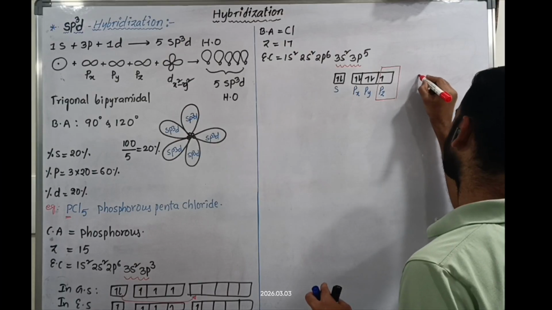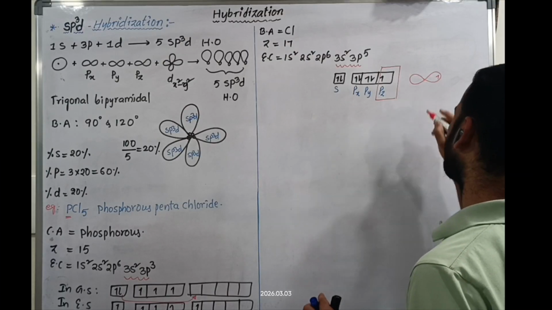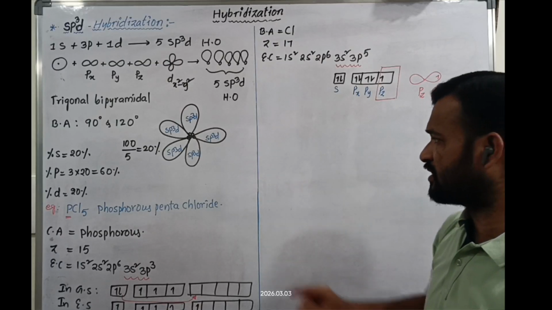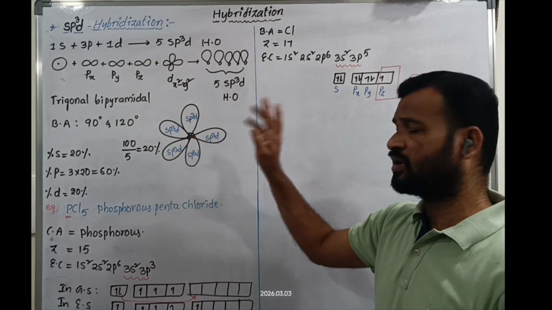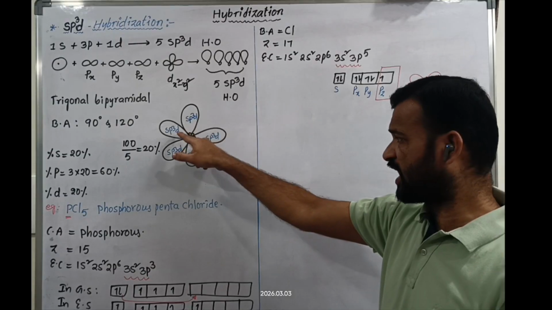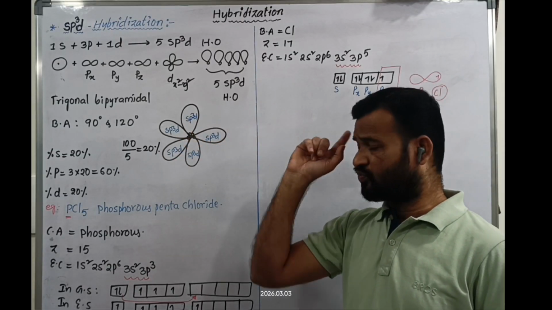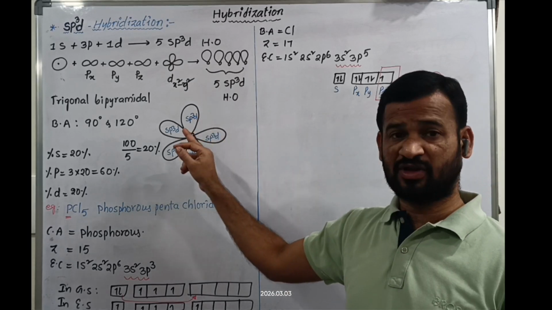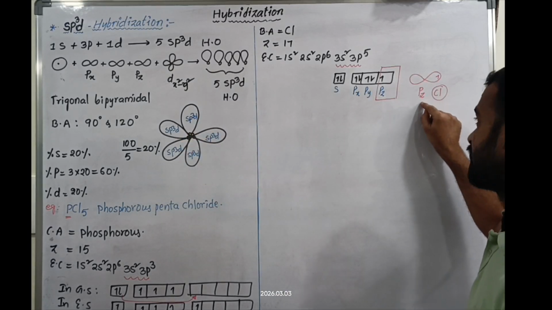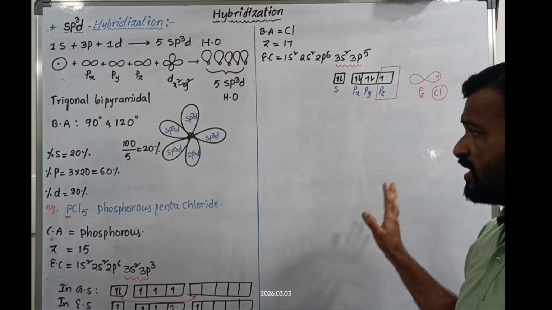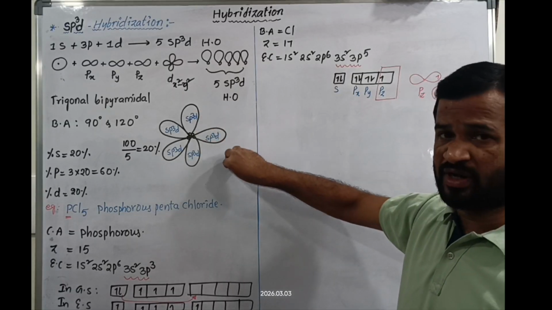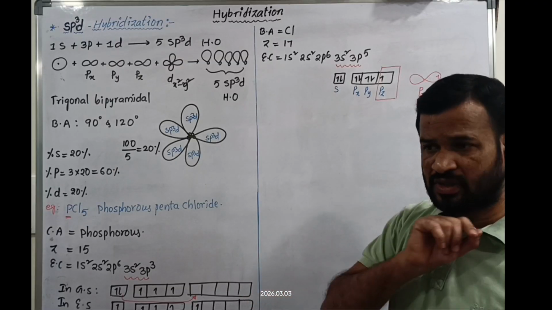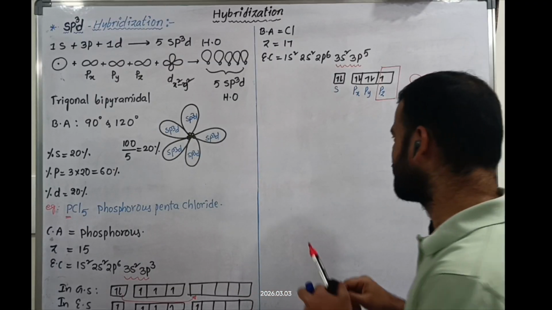So that's why this pz orbital of a chlorine atom will overlap with an sp3d hybrid orbital of phosphorus. In each sp3d hybrid orbital of phosphorus, one unpaired electron is present. That hybrid orbital will overlap with the pz orbital of a chlorine atom. So we have 5 sp3d hybrid orbitals, and 5 sigma bonds will be formed through axial overlapping. Understand? Now we will see that.